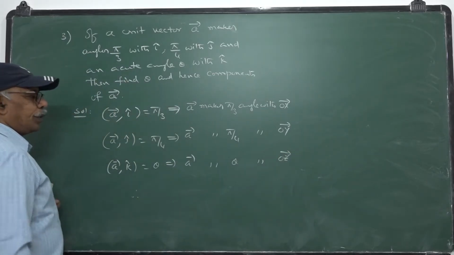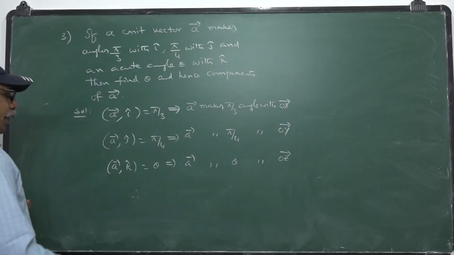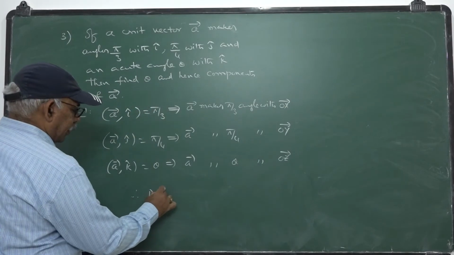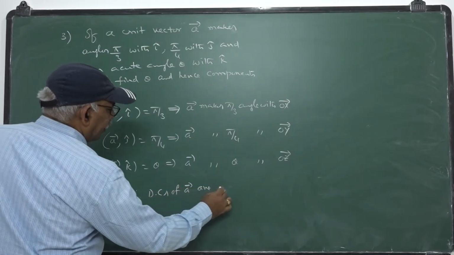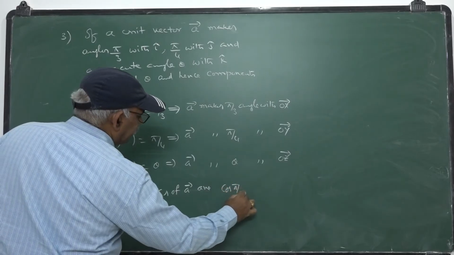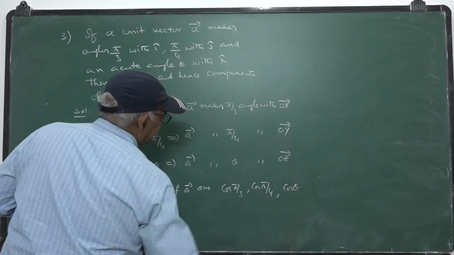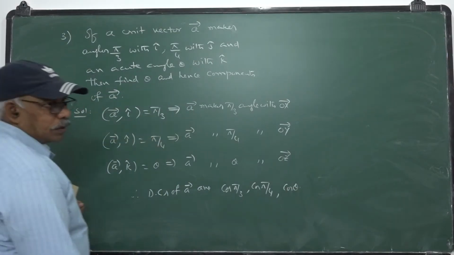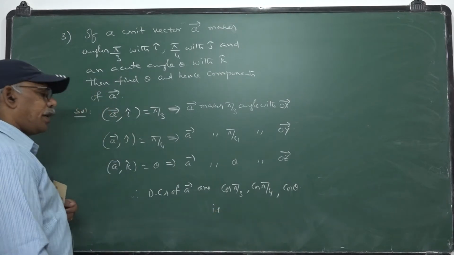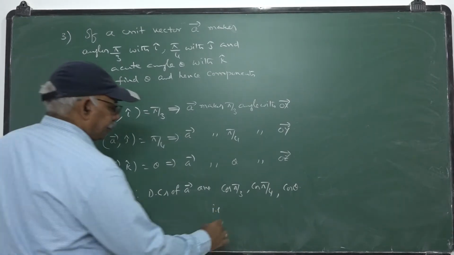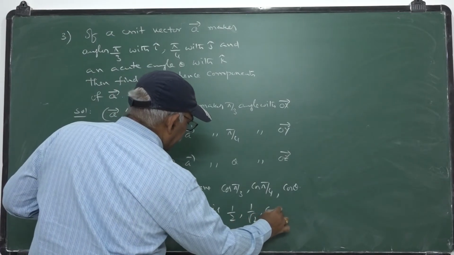Therefore, the unit vector along a bar may be written using the direction cosines of the vector. The direction cosines of a bar are cos pi by 3, cos pi by 4 and cos theta itself. Cos pi by 3 is one half, cos pi by 4 is 1 by root 2, and cos theta.